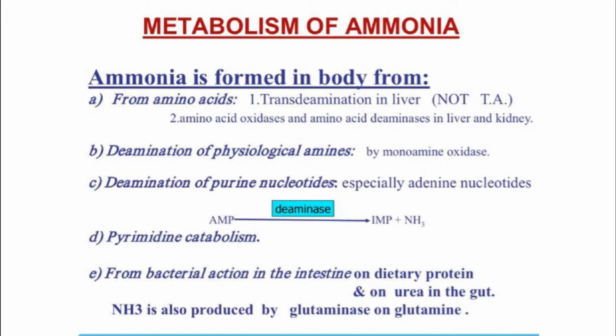The ammonia that is formed in the body from amino acids goes through the process of trans-deamination. Keep in mind, not transamination but trans-deamination. Where does it take place? In the liver. Number 2, amino acid oxidases, the enzymes, and amino acid deaminases are also found in liver and kidney, so they can help to deaminate and release the ammonia.